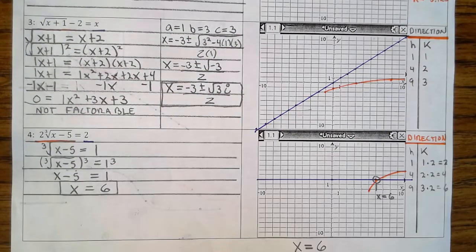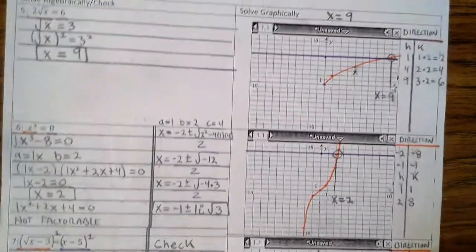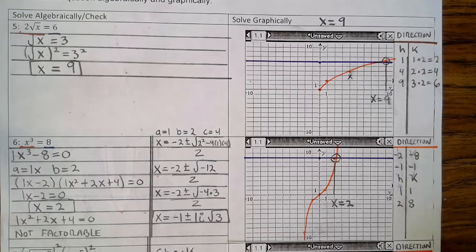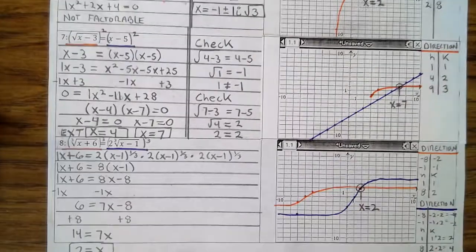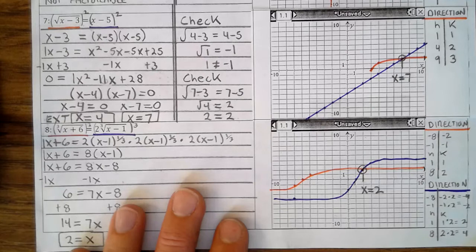All right. Now you can check problems 5 and 6. Okay. And then go up a little bit. And then you can check 7 and 8. All right.